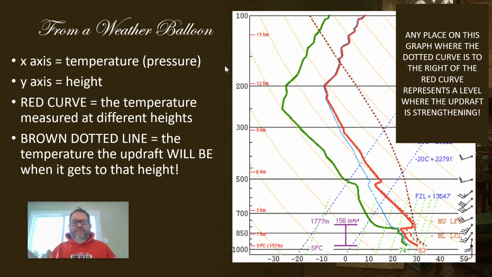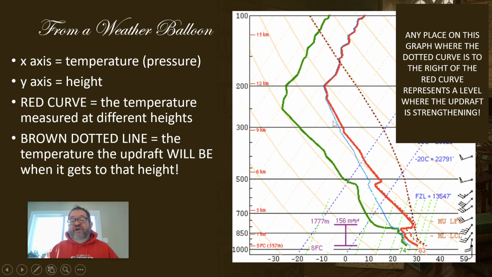So in other words, any place on this graph where the dotted curve is to the right of the red curve, that represents a level in the atmosphere where the updraft is experiencing positive buoyancy. It's getting stronger. There's a force pushing it to rise even more than it's rising now because the air is warmer than the air around it at that level. It's becoming more and more buoyant.